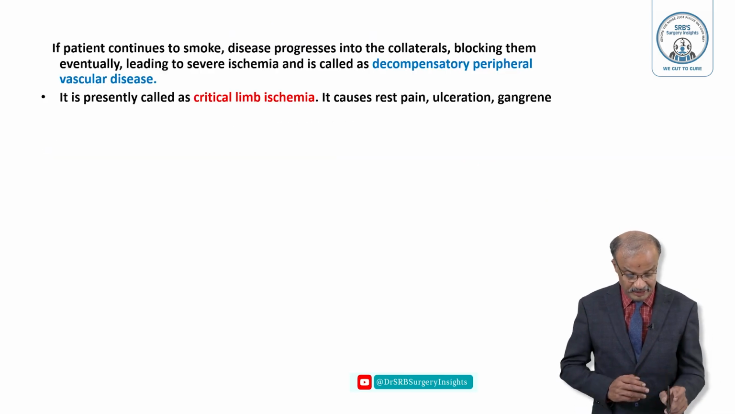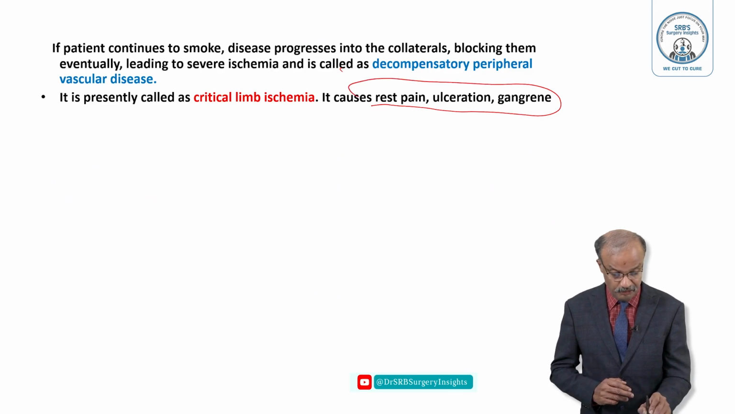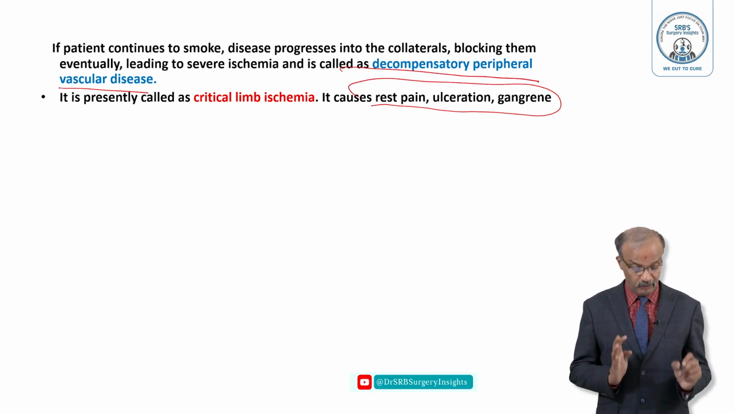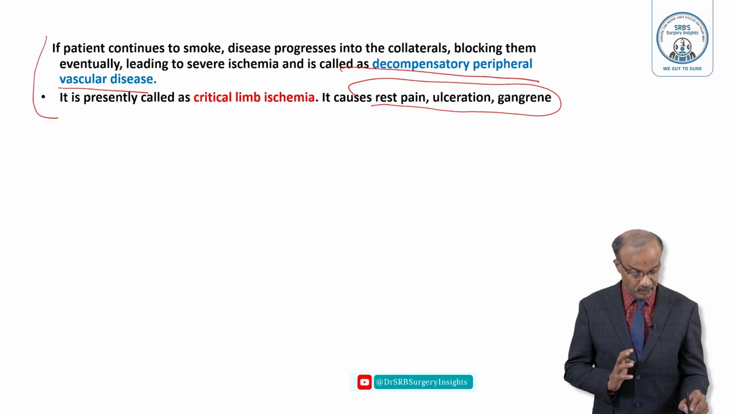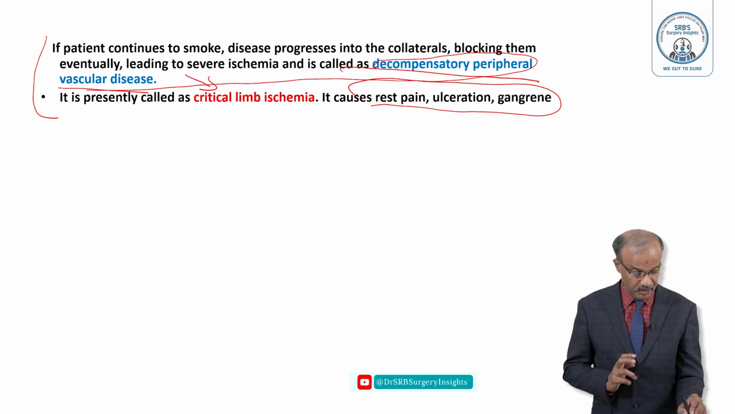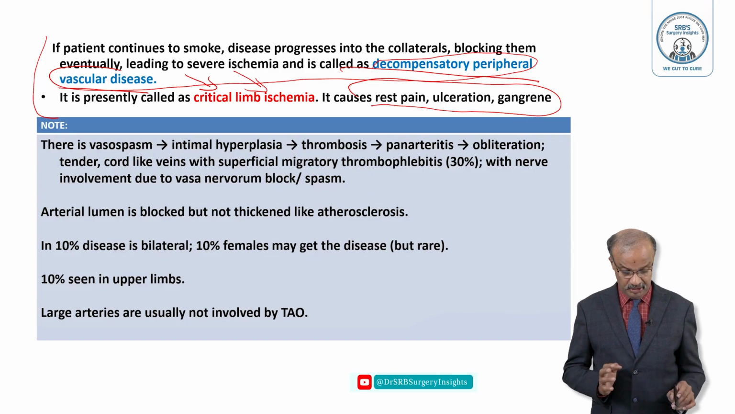So this is what exactly I already told: rest pain, ulceration, gangrene. I also told the definition. Already I explained what is the meaning of decompensatory peripheral vascular disease. It's very, very important. They both are the same. This is the pathological entity, and this is the cause of this clinical entity. Remember. And so all these things, this is what exactly happens.